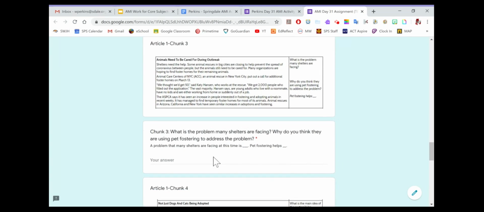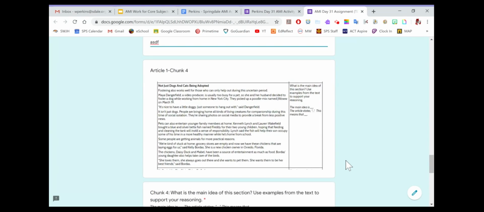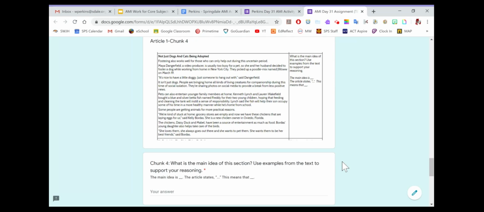Chunk 3, what is the problem many shelters are facing? Why do you think they are using pet fostering to address the problem? So your answer might look like this. A problem that many shelters are facing at this time is blank. Pet fostering helps blank. I'm sure you saw this one coming. ASDF.